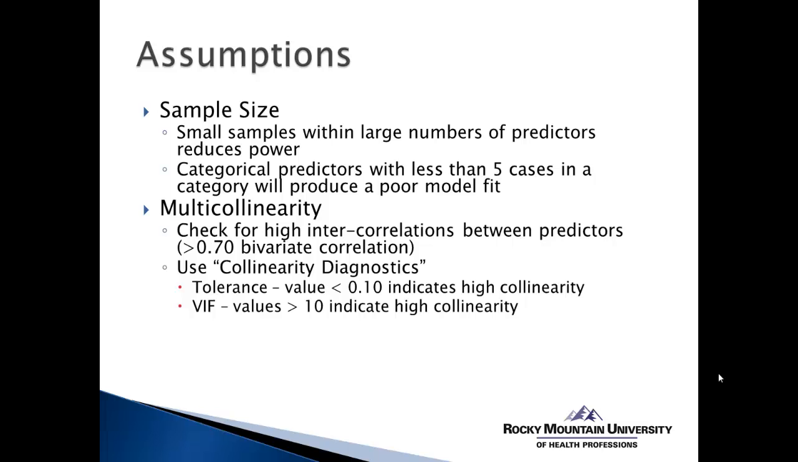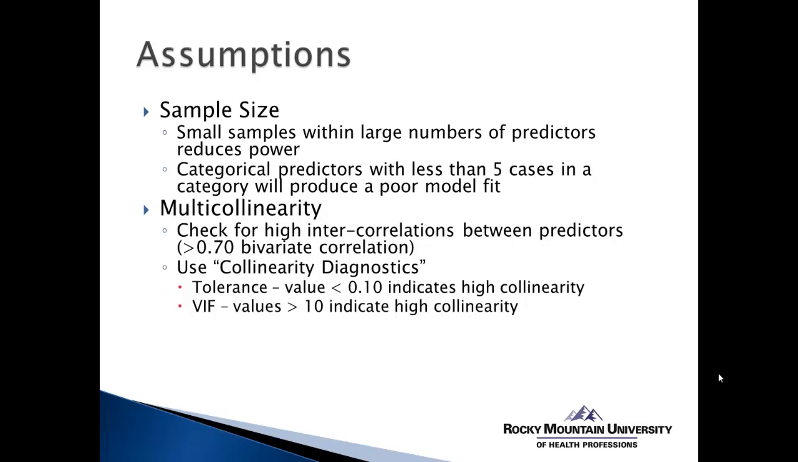So how we deal with this is we will check for bivariate correlations between our predictors, and if we find a bivariate correlation with an R value greater than 0.70, then that would be considered an intercorrelation, and we might want to consider either combining those variables or eliminating one of them. So that's the first step, and we do that just by performing bivariate correlations among our different predictors.